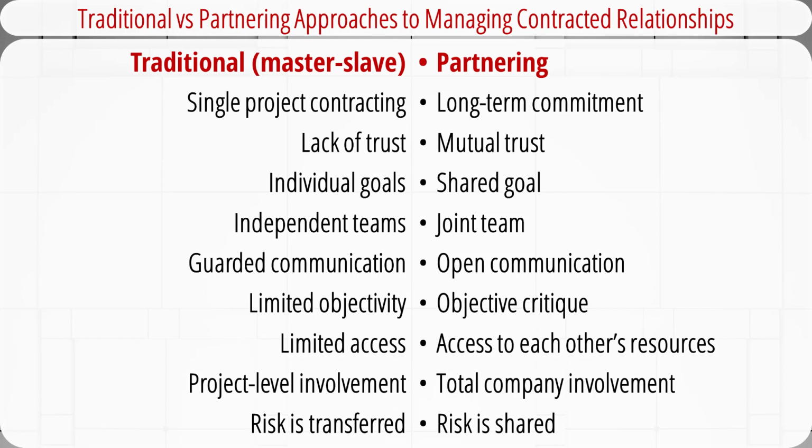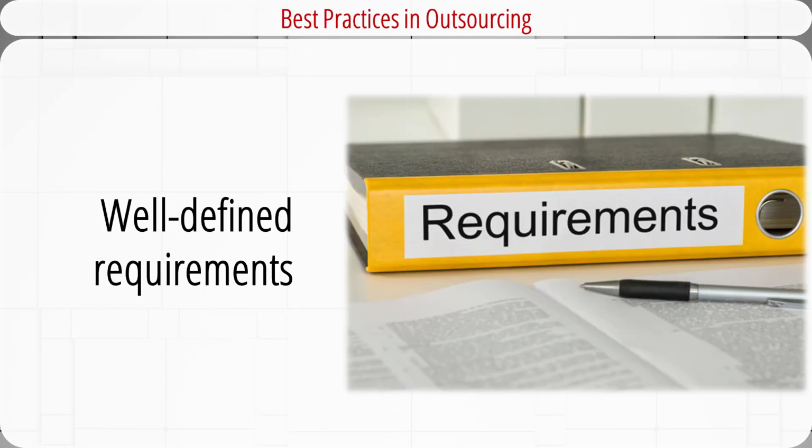Partners have access to each other's organizational resources. There is total company involvement instead of just the project personnel. Partners try to be considerate and understanding. Risk is shared jointly among the partners, which also encourages innovation and continuous improvement. It typically requires a significant amount of time and energy to build and sustain collaborative relations among all parties in project outsourcing. Some best practices will be explained in the next few minutes.